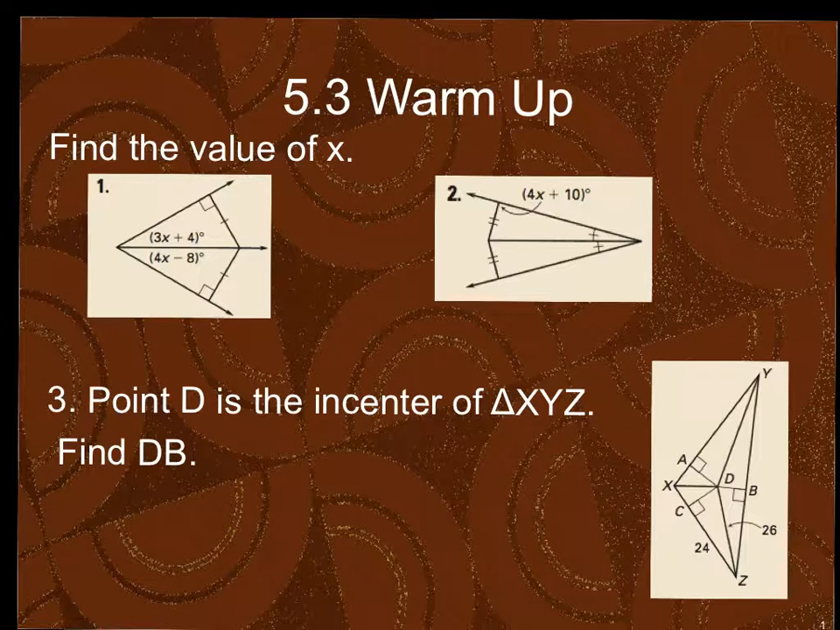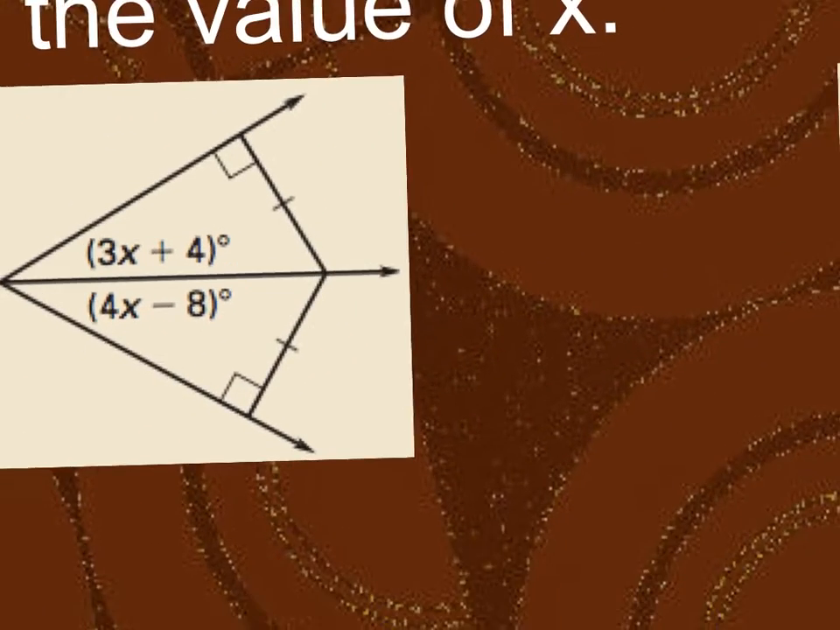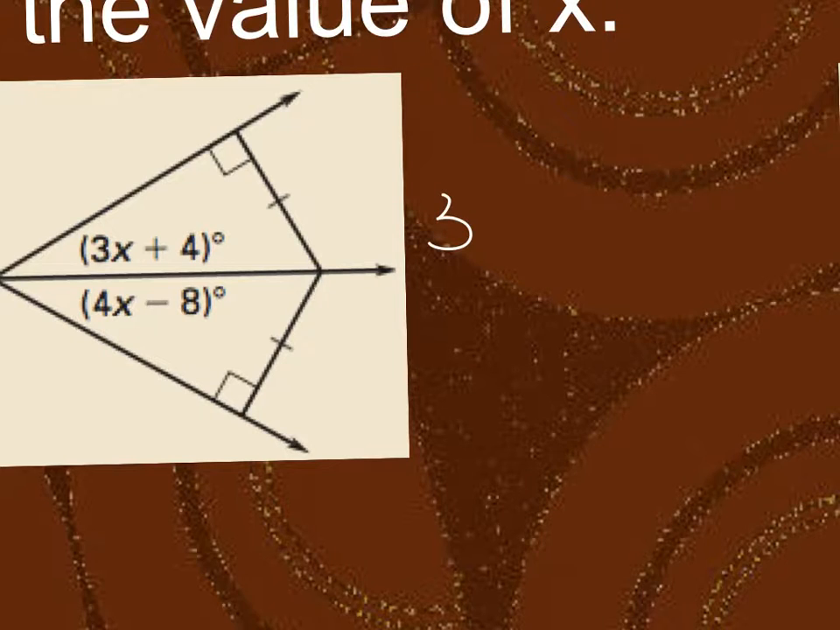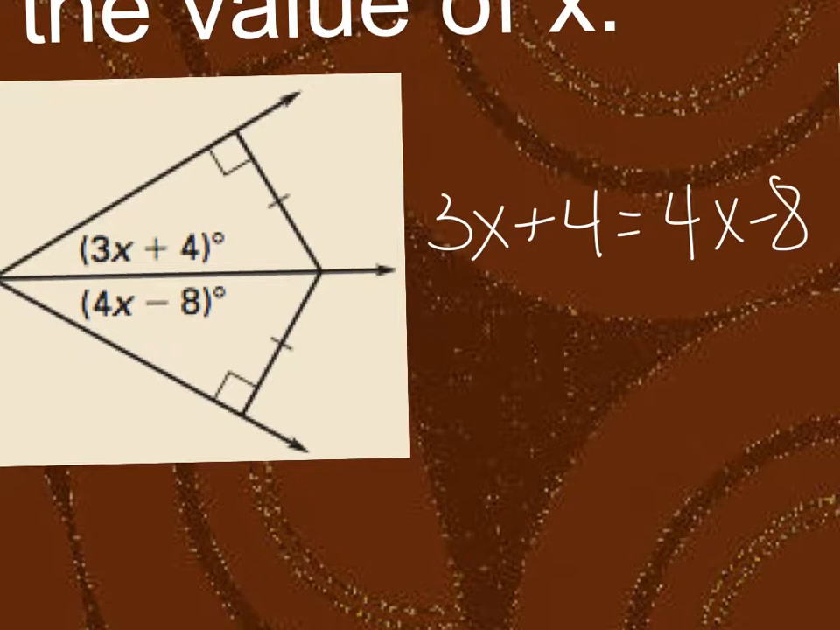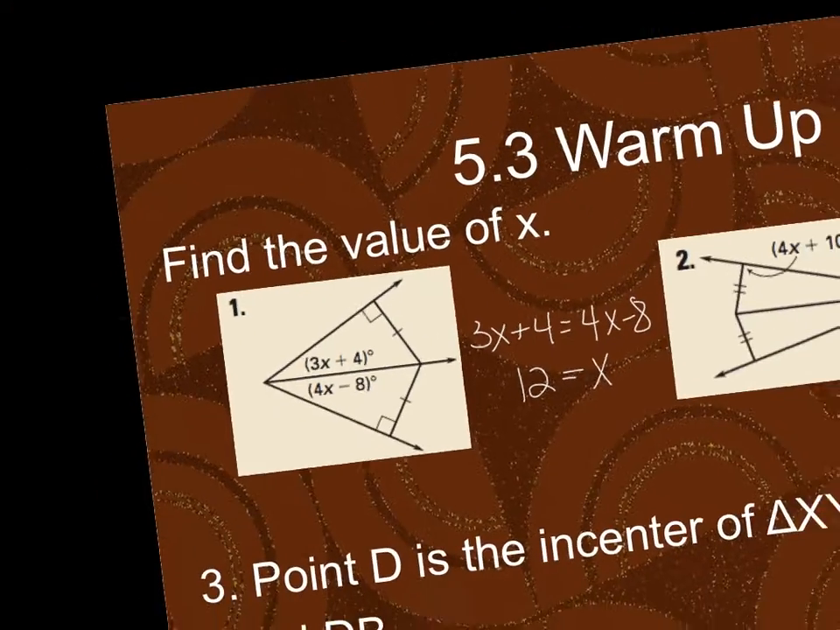All right, so if I look at number 1, this ray has perpendicular segments to the sides that are congruent, which tells you what's true about that ray. It's an angle bisector. So what do I do with those two expressions? Set them equal to each other. So 3x plus 4 equals 4x minus 8. Subtract the 3, add the 8, and x is 12.